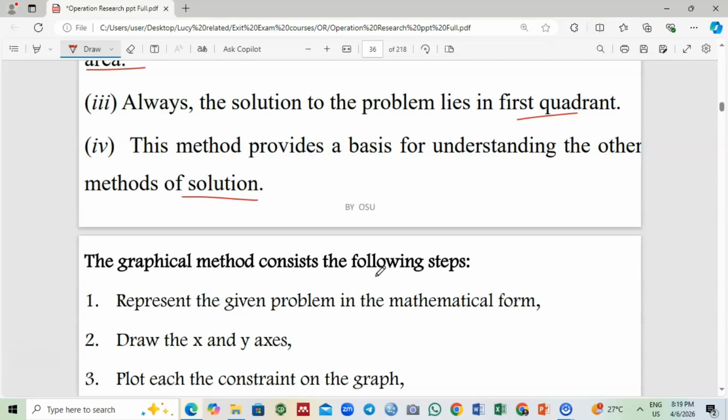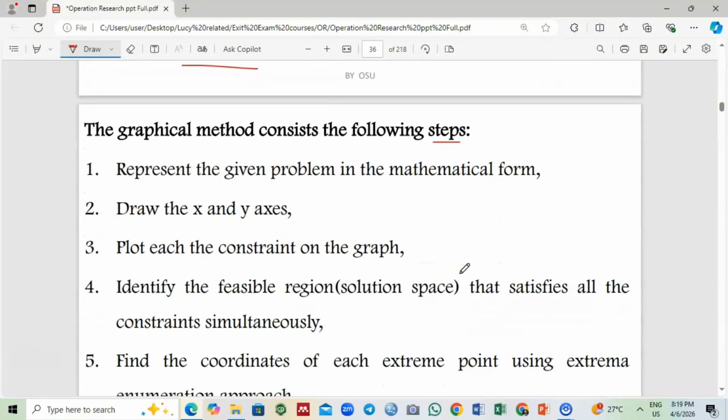So the graphical method consists of the following steps. When we solve a linear programming problem using the graphical method, there are steps we follow. The first step is to represent the given problem in mathematical form. We must be able to express and write the problem given to us in mathematical form. That is the first step.